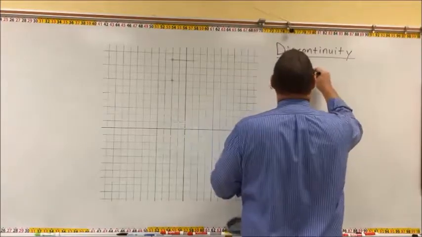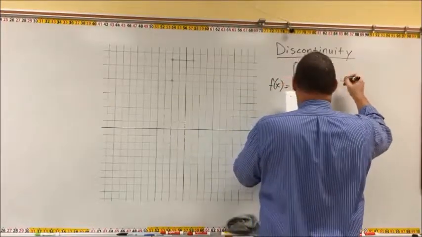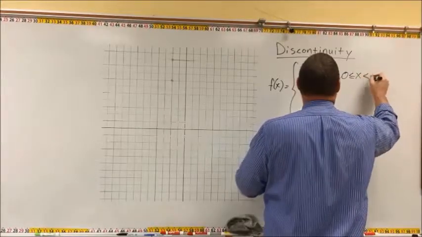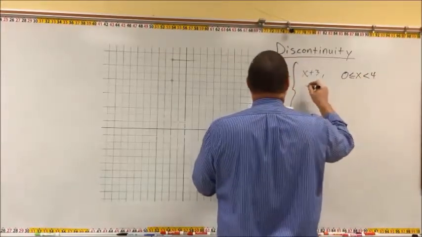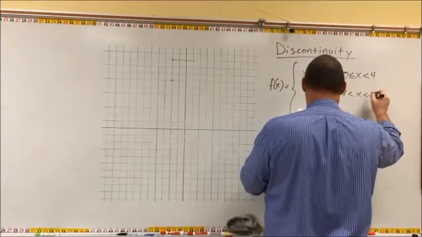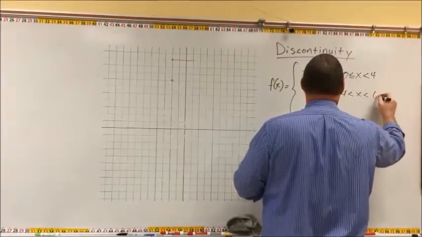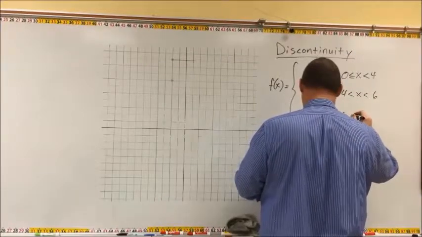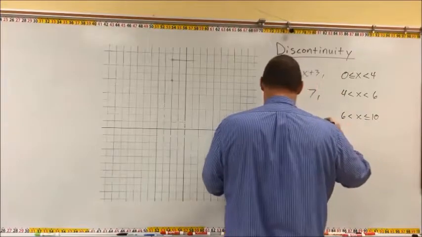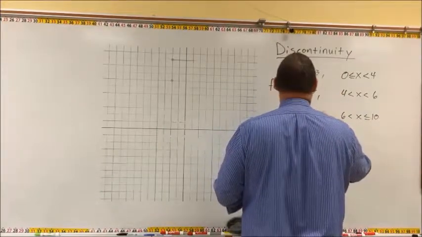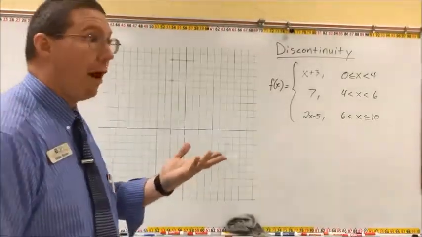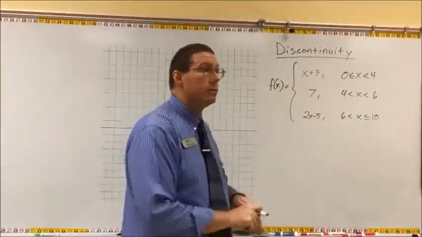So let's say that we have x plus 3 when x goes from 0 up to 4. Then 7 when x goes from 4 up to 6. And then when x goes from 6 up to 10, we have 2x minus 5.